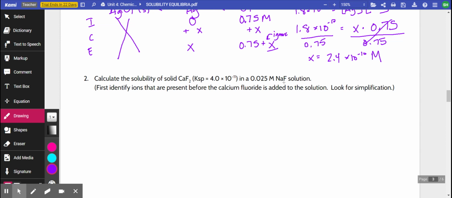So this is a common ion effect problem because I can see that my solid that I'm dissolving has fluoride, and the solution I'm dissolving it in also has fluoride ions. So we have something called common ion effect that's happening.